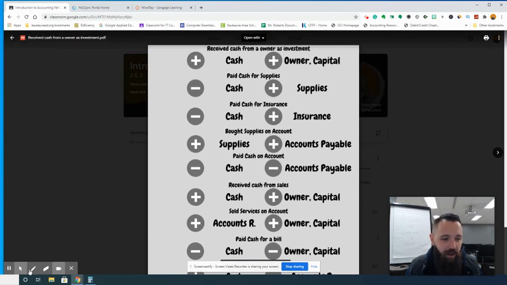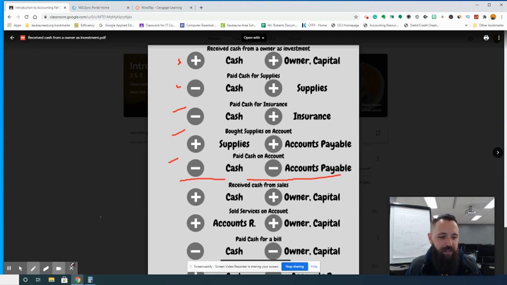So right here, these are going to be your first 5 transactions that you looked at, right? We had received cash from an owner, paid cash for supplies, paid cash for insurance, bought supplies on account, and paid cash on account. All 5 of these we went over yesterday, and it's a really friendly kind of worksheet that you can refer to if you're having trouble with these until you know them by heart. Because by the end of the class, you will know these transactions by heart. And then we have a couple more below, but as of right now, we're not going to cover those yet.